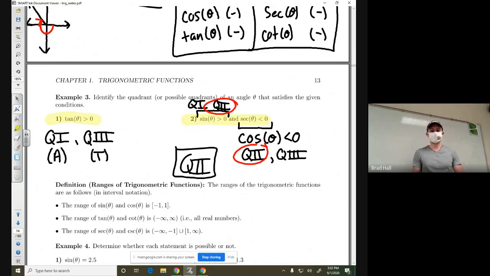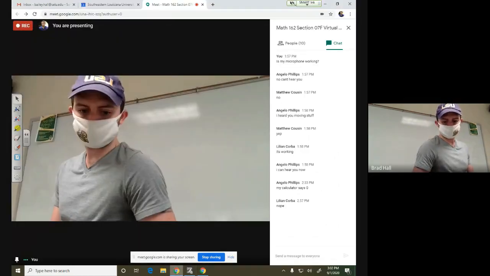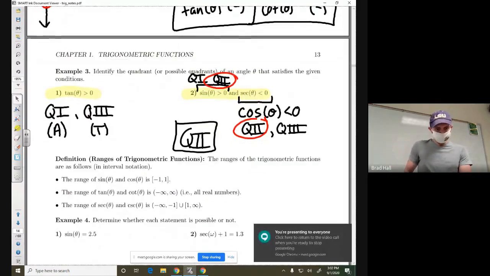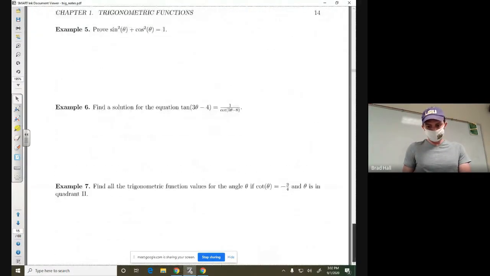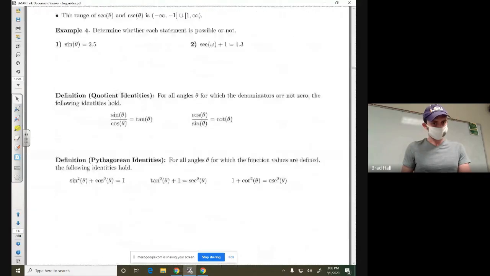If sine is positive, or if we're in quadrant 1, then there's no way cosine can be negative simultaneously. So that'll be like 2 or 3 homework questions right there. Does anyone have any questions on that? See, if I could get done with this section, I would be very happy.